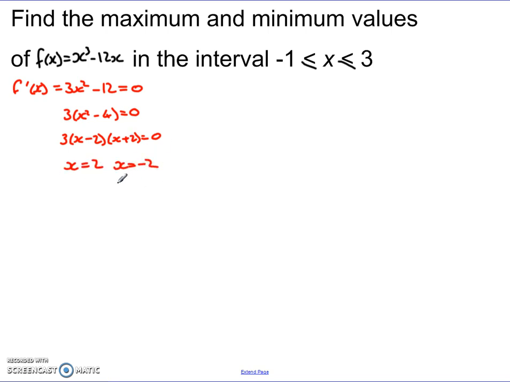Now at this point, we have to compare this with our range. Our range is -1 less than or equal to x less than or equal to 3. This value here, x equals 2, falls within my range.